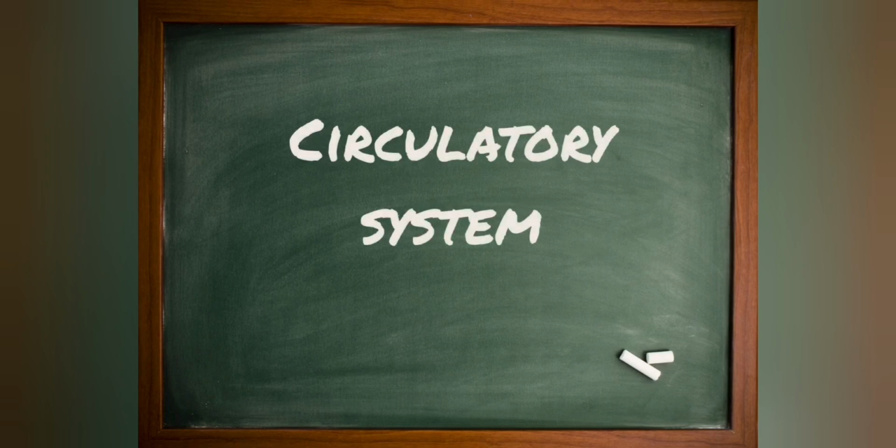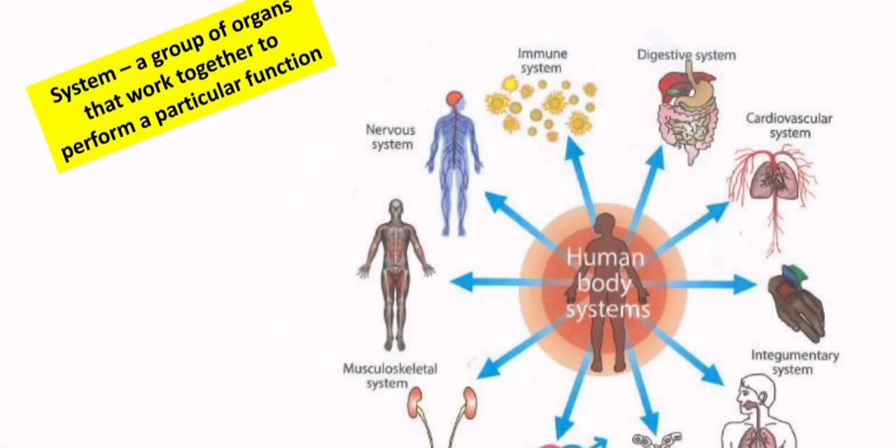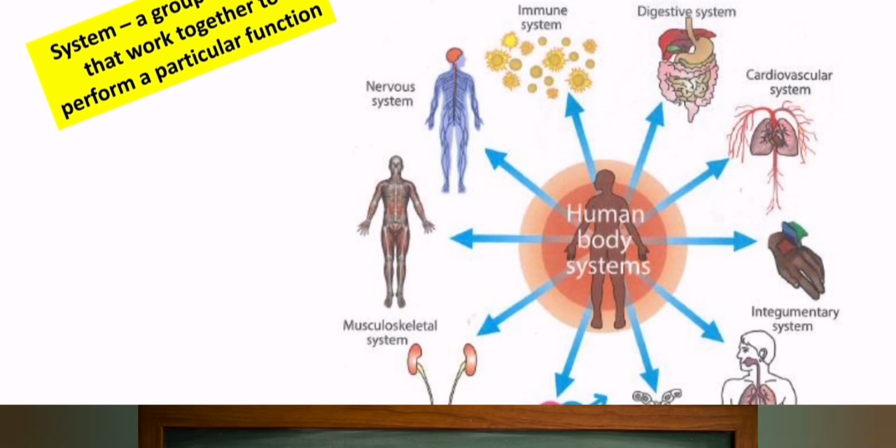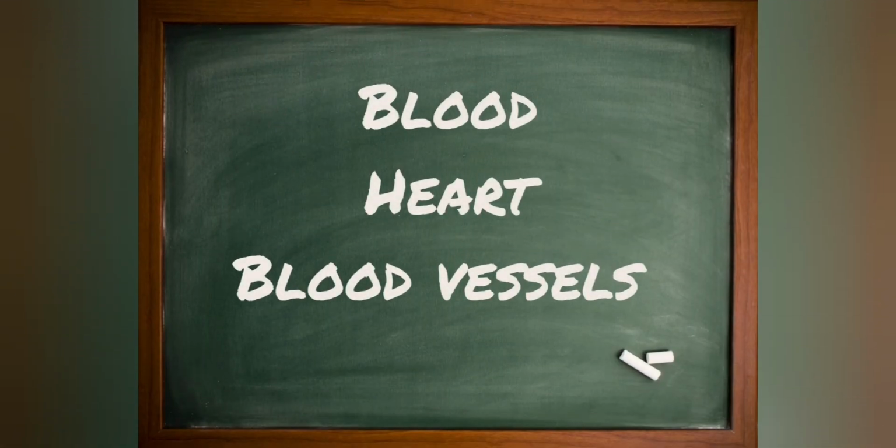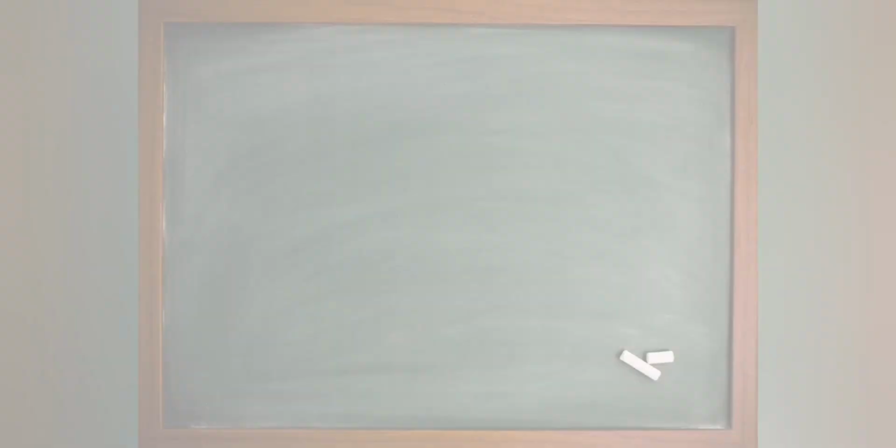In this video, we'll be looking at the circulatory system, and in your textbook, you can find it on page 56. Now, the circulatory system is one of the systems that we'll be studying in life sciences from grade 10 to 12 in more detail. And in case you forgot, always remember, a system is a group of organs that work together to perform a specific function. Now, the circulatory system consists of the blood, the heart, and then the various blood vessels.